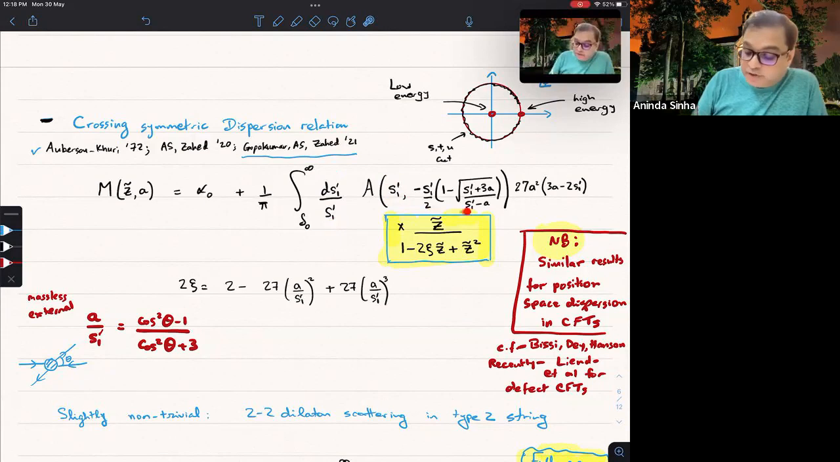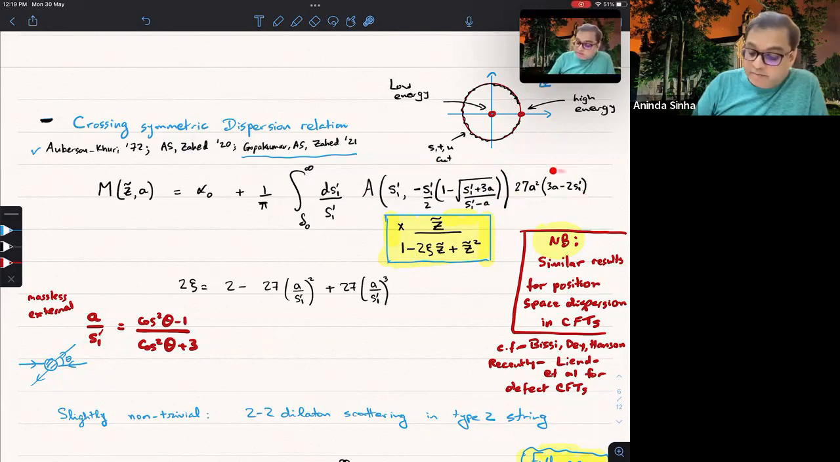In the fixed T dispersion relation, you would have replaced this by T, but in the crossing symmetric dispersion relation, it is replaced by something more complicated. It is in terms of S1 prime, which is the variable that is getting integrated over, times this object. So this is where A enters. A is this parameter that I introduced, which is the cubic invariant divided by the quadratic invariant. So this object here is manifestly crossing symmetric because A is made of crossing symmetric objects.